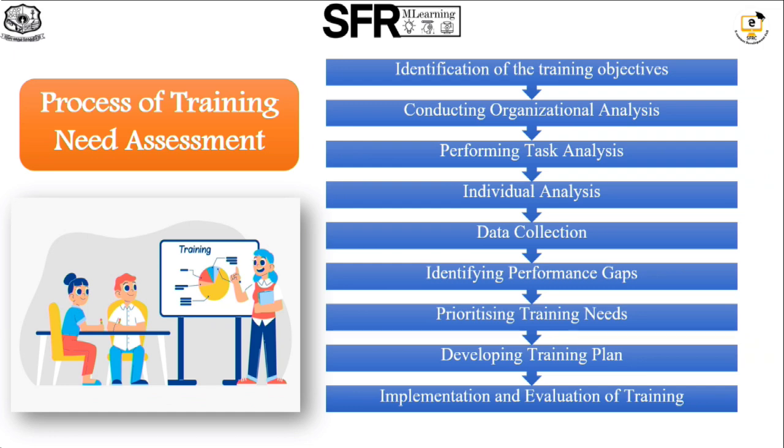Seventh step, prioritizing training needs. The identified training needs are prioritized based on their importance and impact on organizational goals and performance. This step helps in allocating resources efficiently. Eighth step, developing training plan. Based on the identified training needs, a comprehensive training plan is designed that outlines the specific objectives, content, methods, timeline and resources required for each training program.